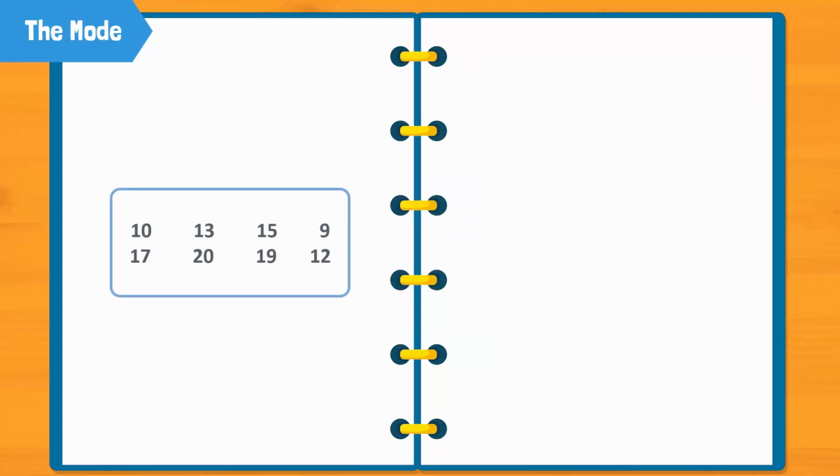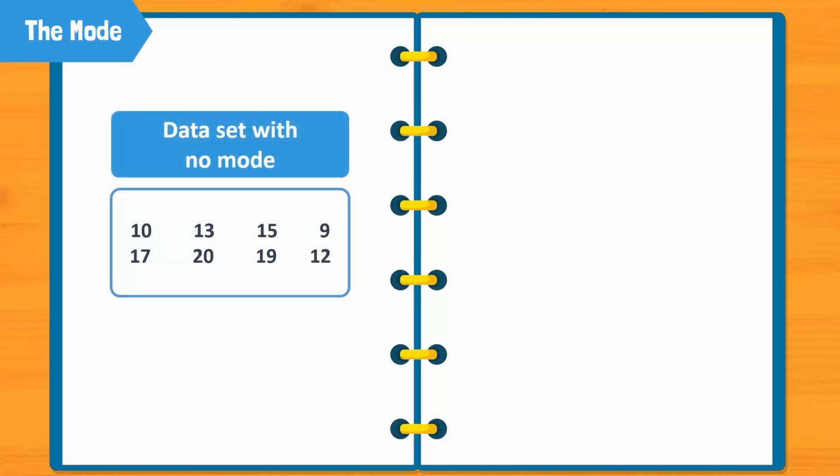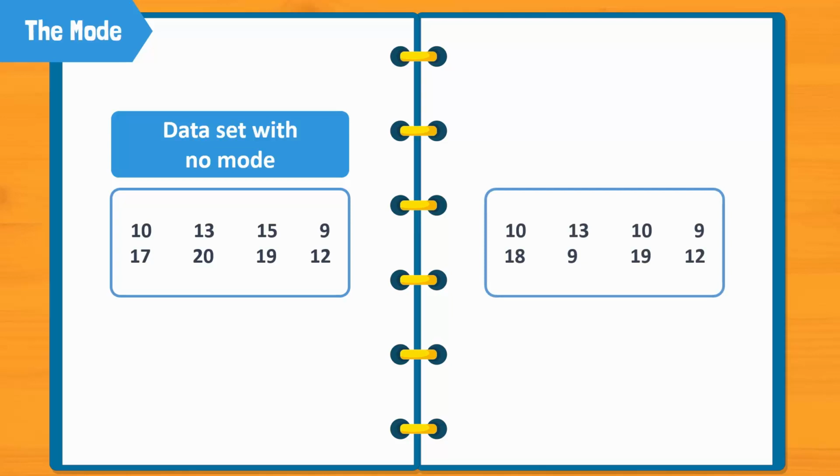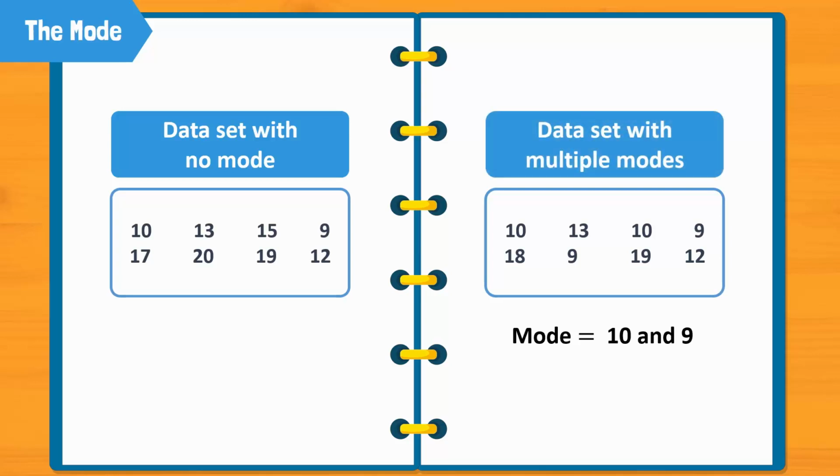Some data sets like this one have no value occurring more than once. In this case, the mode does not exist. What if there are 2 or more values that occur the same number of times, as in this data set? In this case, both these values are the mode, so it's possible that a data set has 2 or even more modes.